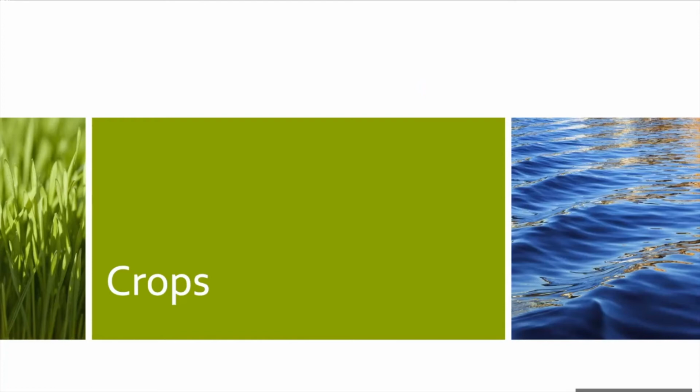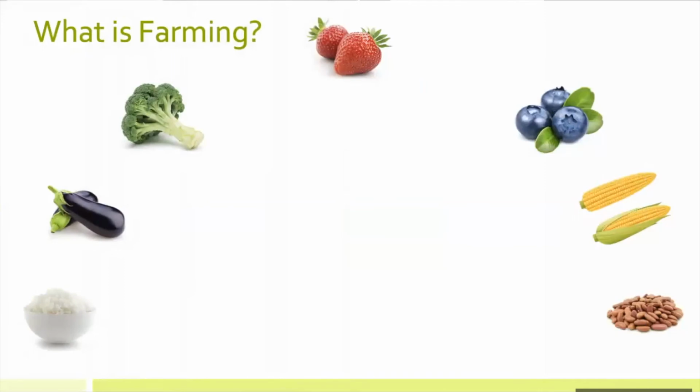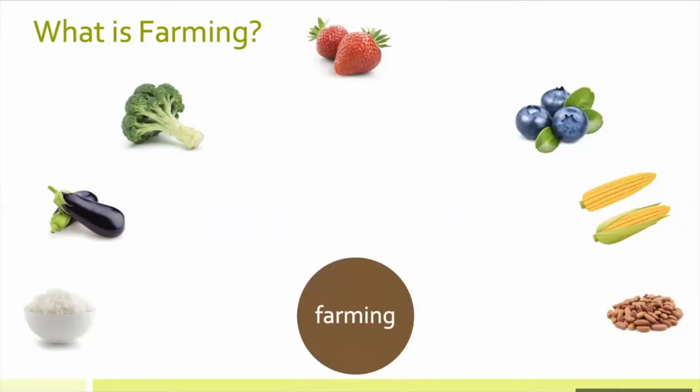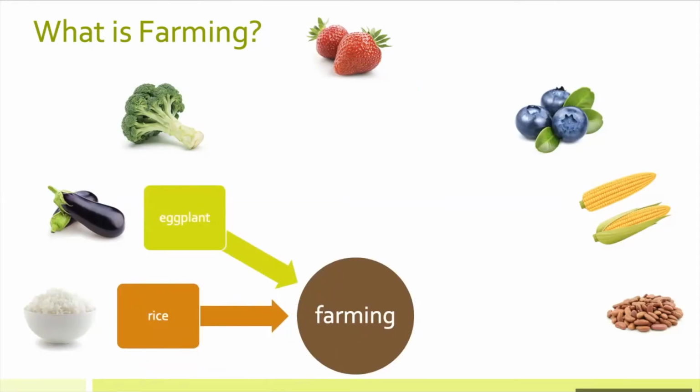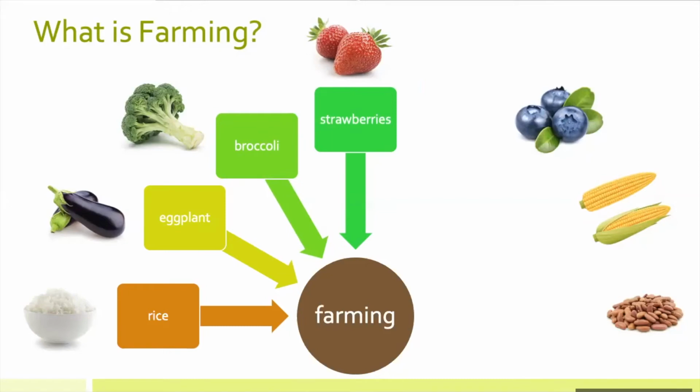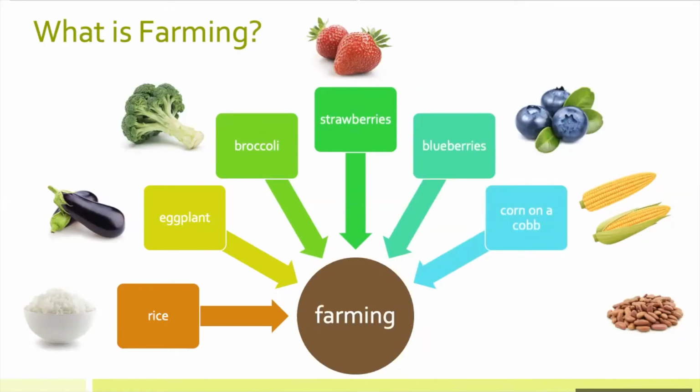Crops, los frutos, right? What is farming? Farming, rice. These are different crops: eggplant, broccoli, strawberries, blueberries, corn on a cob, corn. Some people call it maize, and beans. So you can crop everything of this. You can see this in the United States. I'm not quite sure about the rice, but I know that in China, Japan, they do cropping of rice.